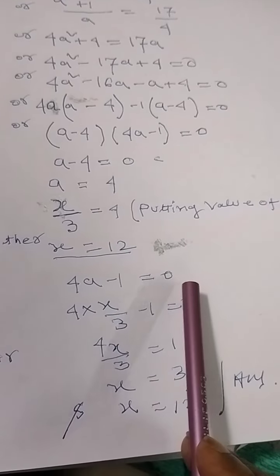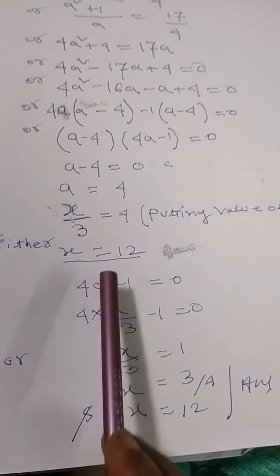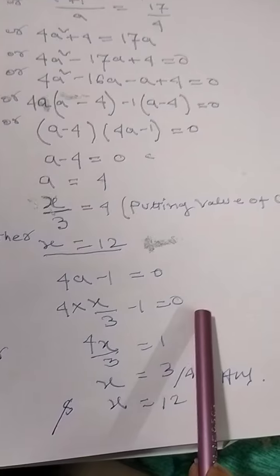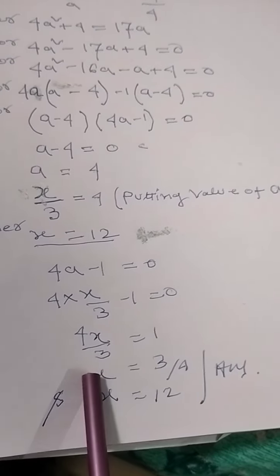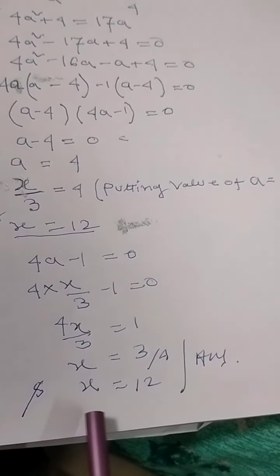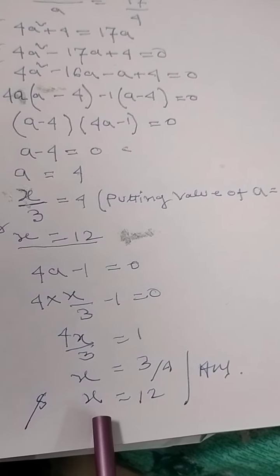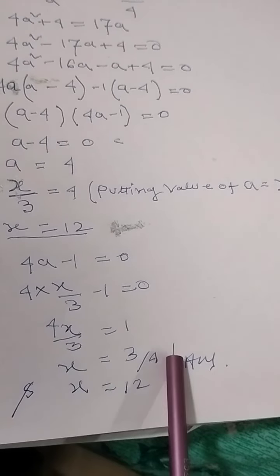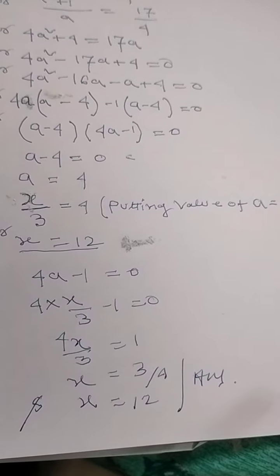4a minus 1 equal to 0. 4 into a equal to x by 3 minus 1 equal to 0, 4x by 3, x equal to 3 by 4. So, the answer will be x equal to 3 by 4, x equal to 12. Okay.